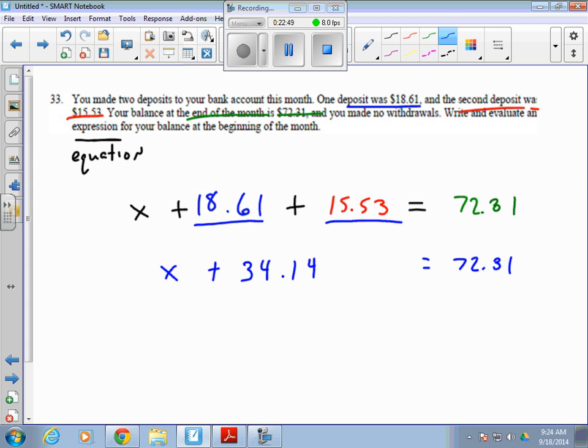So it's saying at this point, what number plus 34.14 equals 72.31? What number plus that equals 72.31? So next week we're going to start simplifying and solving these equations. But in the meantime, X, or what number, your beginning balance was $38.17.